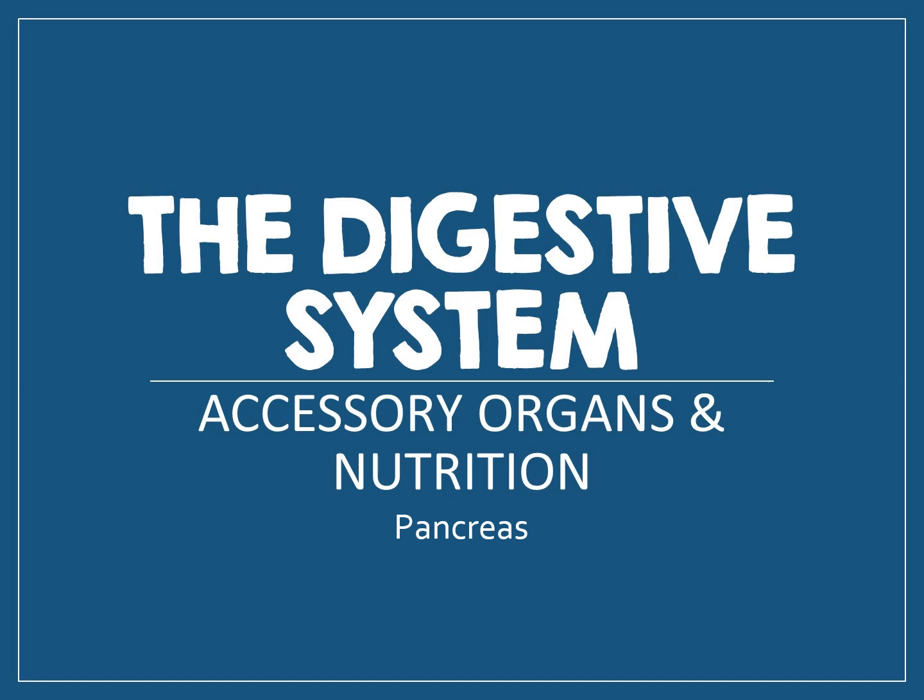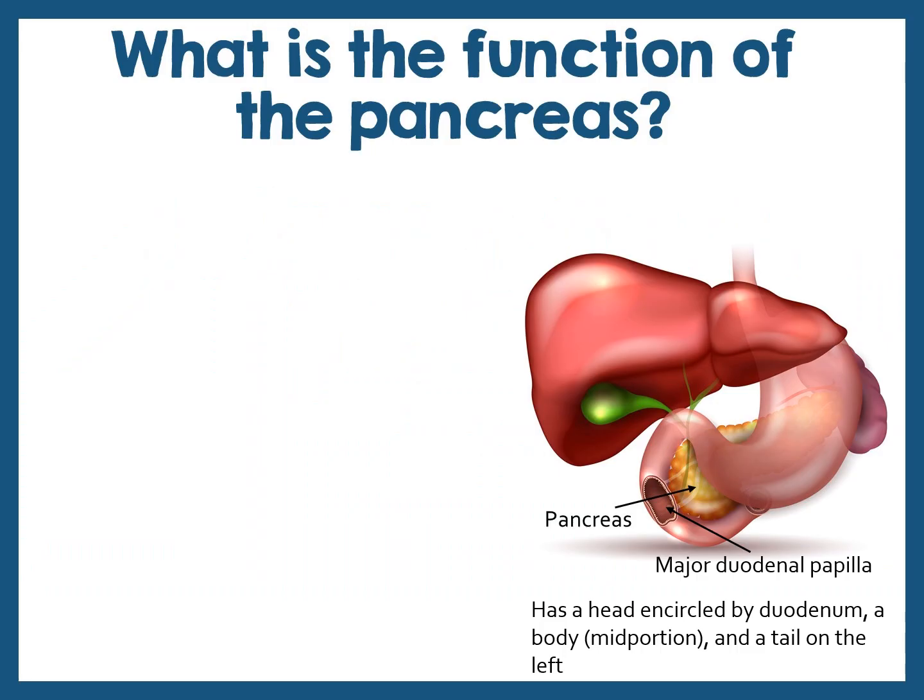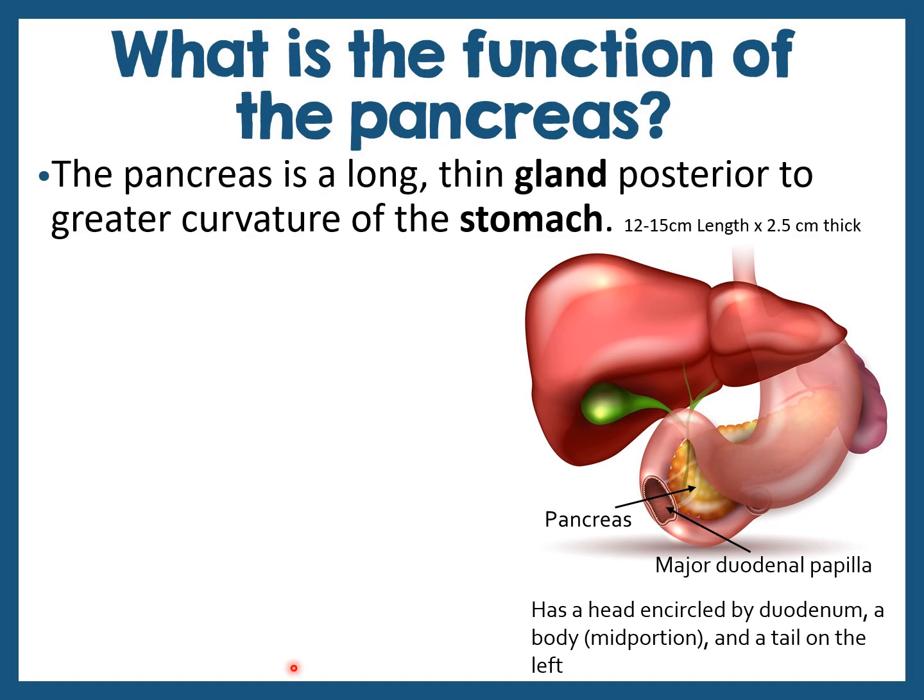And we'll continue our digestive system with the accessory organs, talking about the pancreas. So the pancreas is this thin leaf-like organ that is located posterior to the greater curvature of the stomach. And to orient ourselves here, we have the stomach that is located more anteriorly in the upper left quadrant of the body. And the pancreas is located just posterior to that.